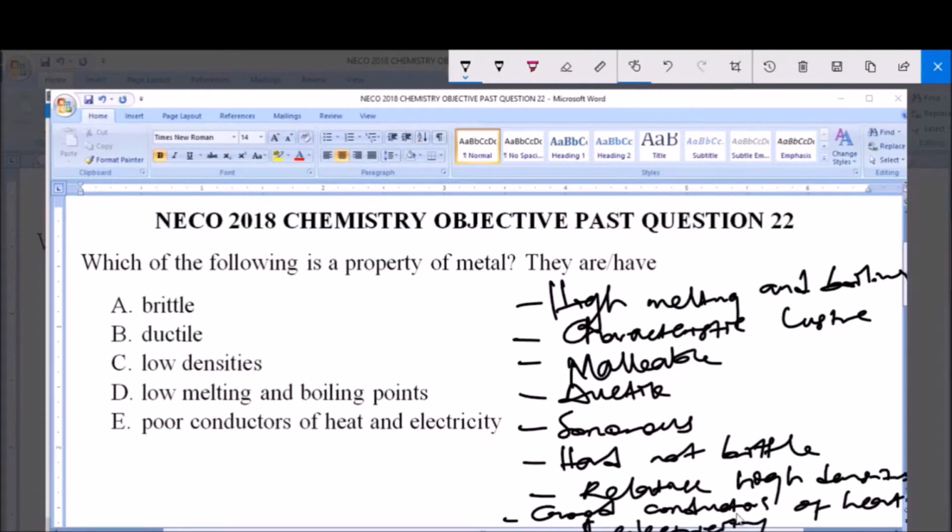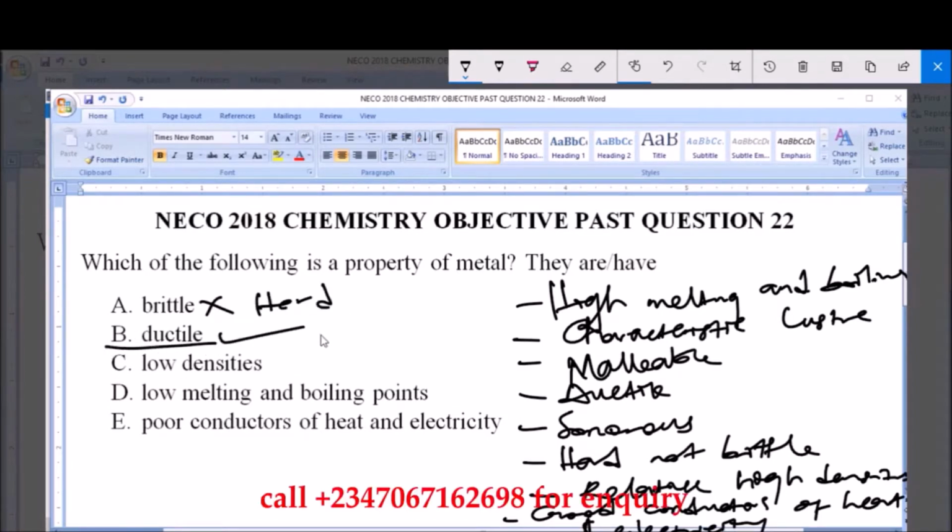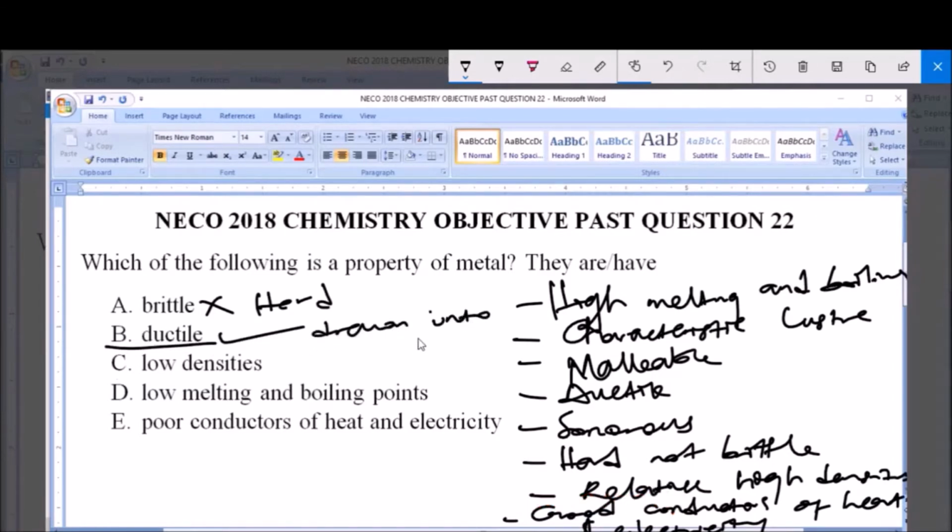Now let's look at the options. Option A says metals are brittle. No, like I have established, metals are hard. Option B says metals are ductile. Yes, metals are ductile, that is, they can be drawn into wires. Examples are the cables you see at home. Then C says low densities. No, metals have high densities. D says low melting and boiling point, which is wrong. Metals have high melting and boiling points. And E says poor conductors of heat and electricity, which is wrong. Metals are good conductors of heat and electricity. So the answer to this question is option B. This is the only property of metal stated in these options.